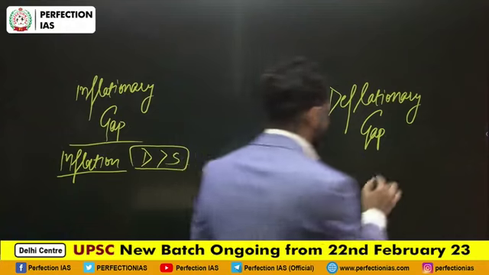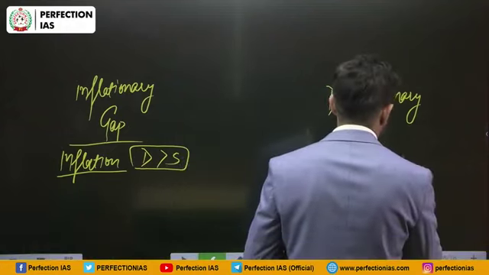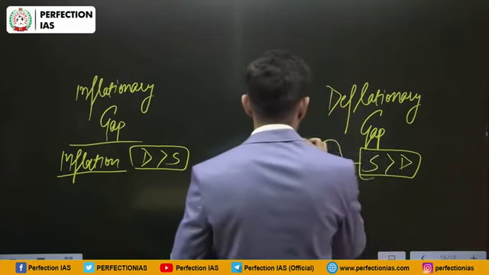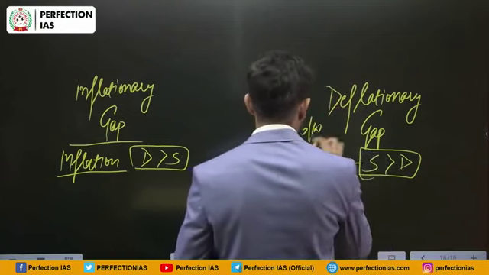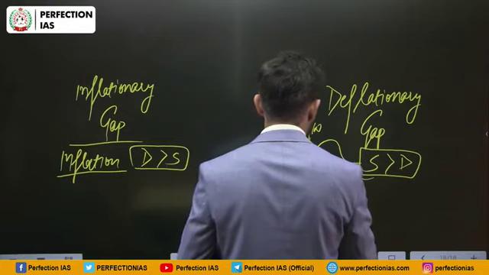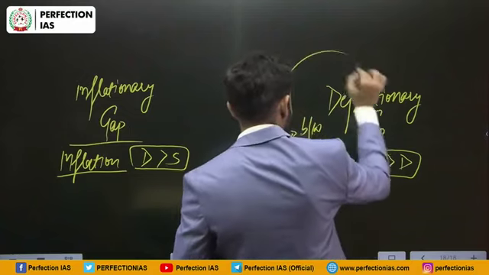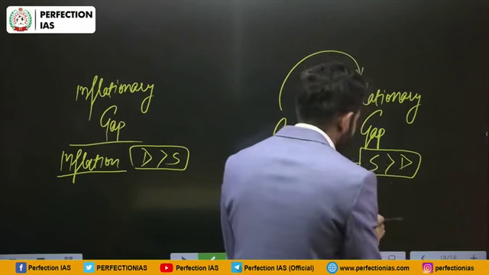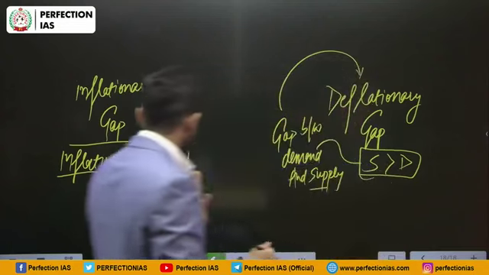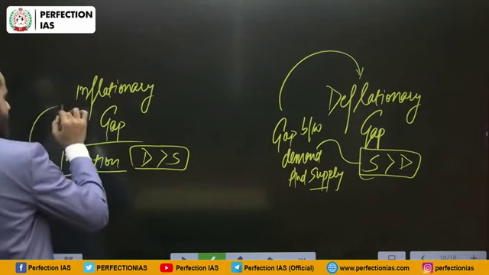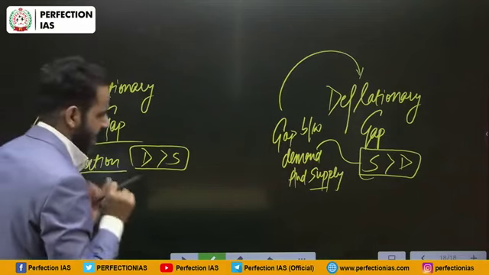In this case, S, that is supply, is greater than demand. So the gap between demand and supply is known as deflationary gap. That means supply is higher than demand. So this gap is known as deflationary gap. In the other scenario, demand is higher than supply. So this will be leading to inflationary gap.